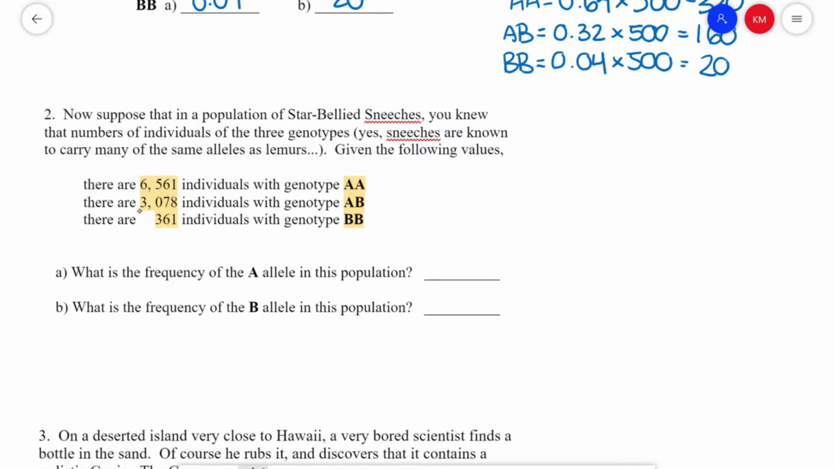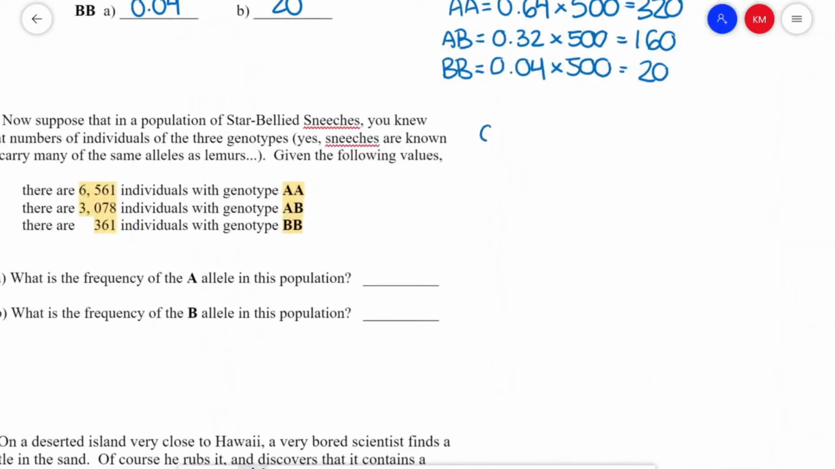So I just add up 6,561 plus 3,078 plus 361. So if we just do that real quick, 6,561 plus 3,078 plus 361, we get a total population size of 10,000. So what good does that do us?